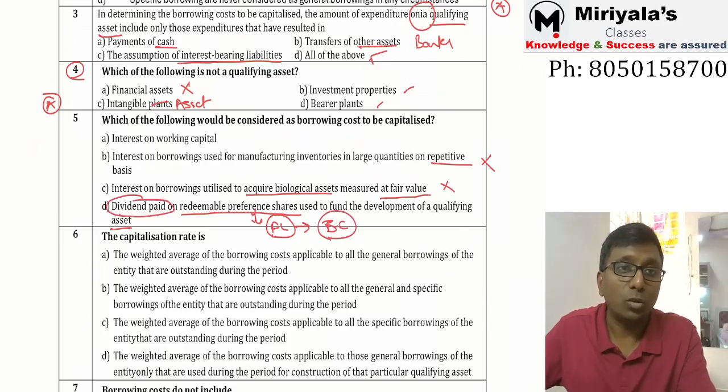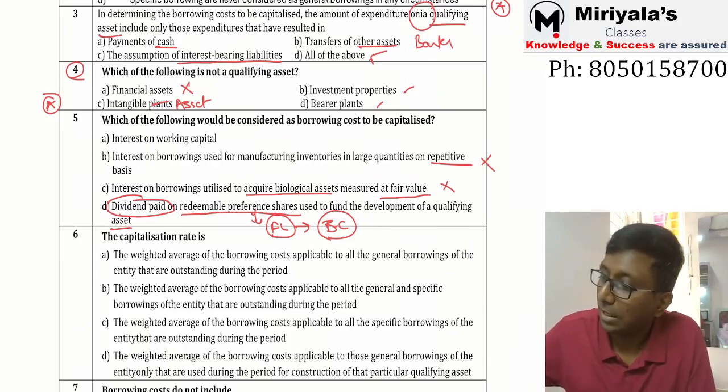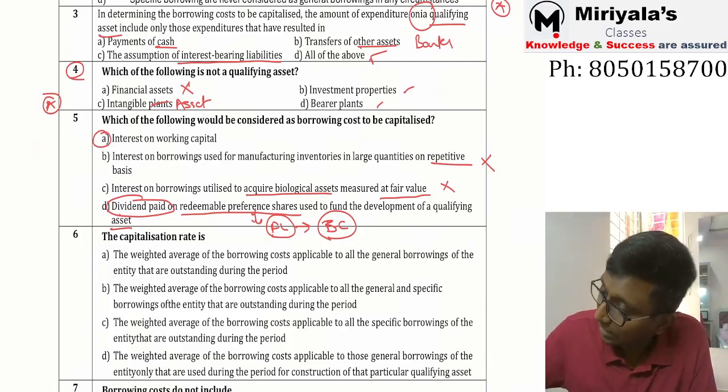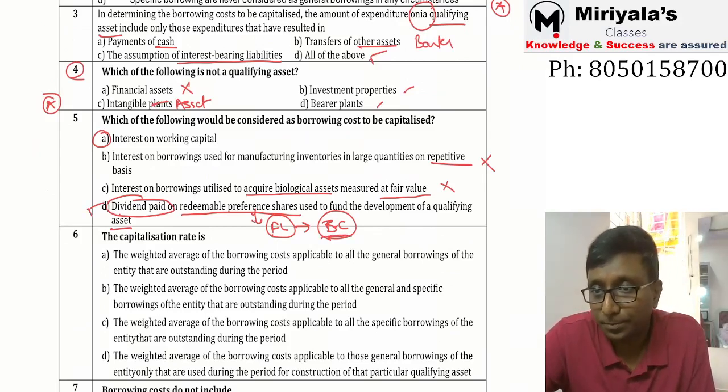Okay, right. So what has ICAI given? ICAI has given which would be the cost capitalized. Actually, interest on the working capital also is going to be capitalized, and since this is also borrowing cost, yes.